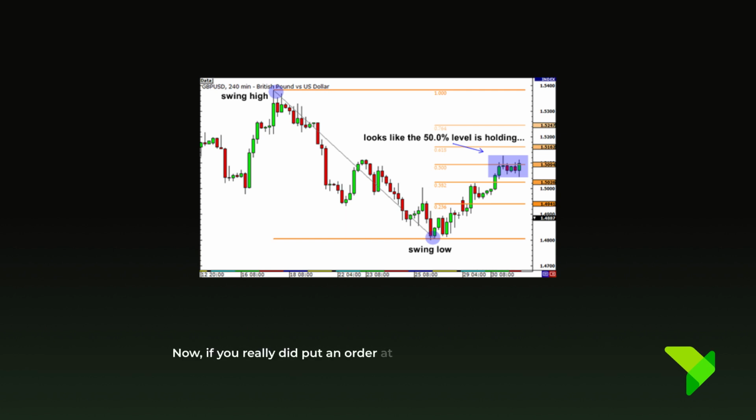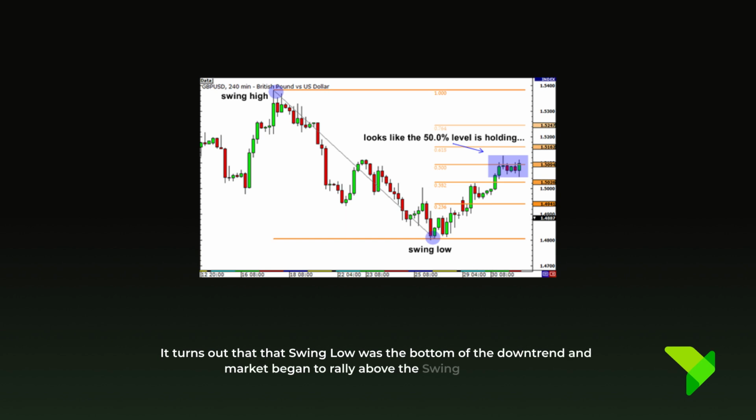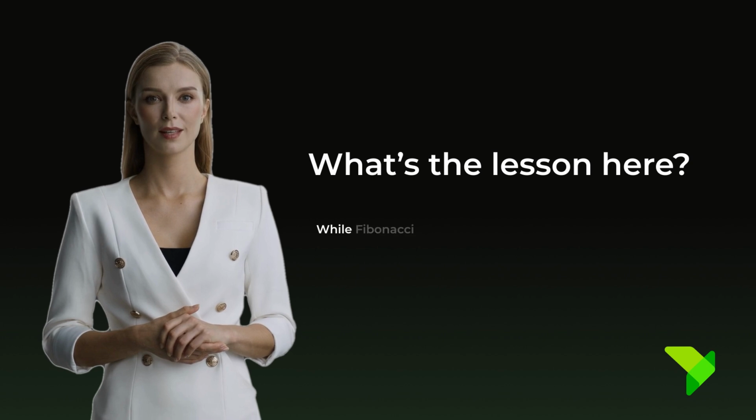Now, if you really did put an order at that level, your account would take a serious hit if you didn't manage your risk properly. It turns out that that swing low was the bottom of the downtrend, and the market began to rally above the swing high point. So, what's the lesson here?